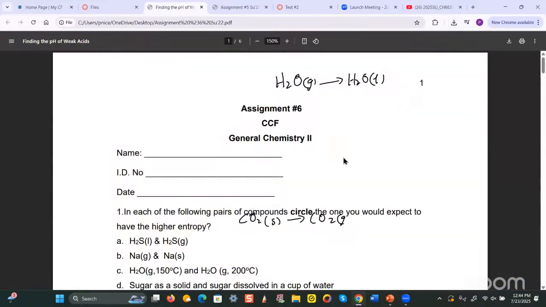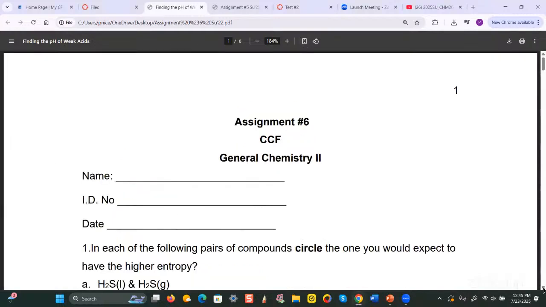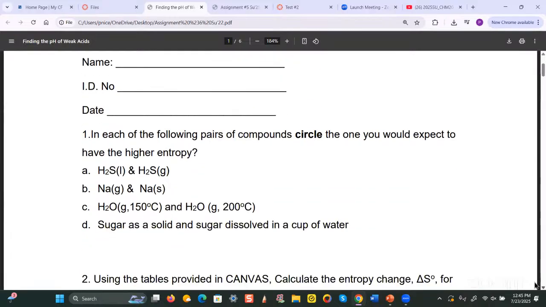Okay, so number 1 is basically asking for something similar, but this time they're giving you pairs of compounds, and you're to tell which one has a higher entropy. In other words, which one is more disordered, right? So what say you is the answer for 1A? H2S liquid versus H2S gas. Which one is more disordered?